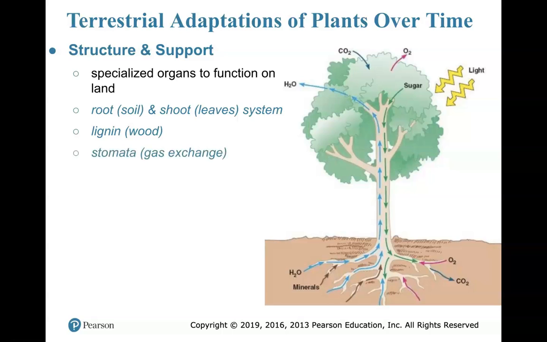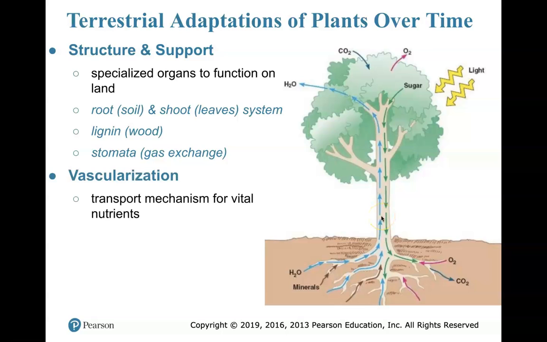The stomata, we see the stomata occurring over the timeline. Stomata, remember, is Latin for mouth. This is going to help with gas exchange, oxygen and carbon dioxide entering and leaving. Vascularization comes about along the timeline, which is basically having a transport mechanism for vital nutrients.